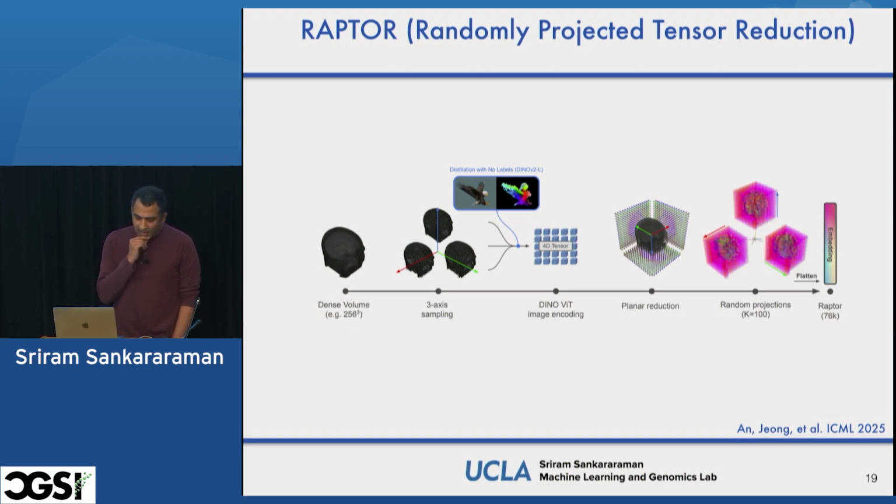What Raptor does is it goes slice by slice, as we said previously. And instead of just taking each of the outputs of these 2D foundation models per slice, we do two things. The first thing is we do what is called a planar reduction. So we are going to sum up all of these foundation model outputs across the slices. And before we do this, we will also apply a random projection to each of those slices to reduce the dimensionality.